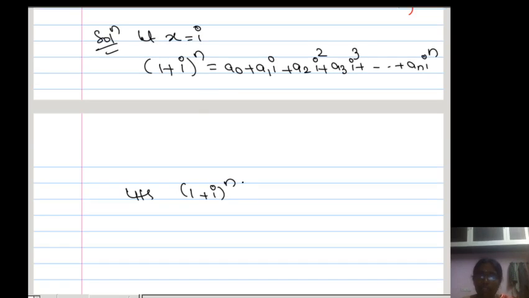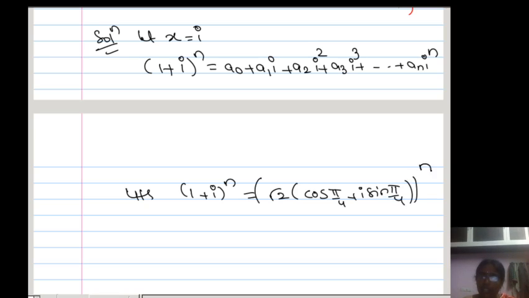Now simplify. First I write it into polar form. So in polar form, how do we write 1 plus i? 1 plus i can be written in polar form as r into cos theta plus i sin theta, where r is equal to root 2. What is theta? The amplitude is pi by 4, because tan inverse of 1 is pi by 4. I can write here cos pi by 4 plus i sin pi by 4, the polar modulus-amplitude form.